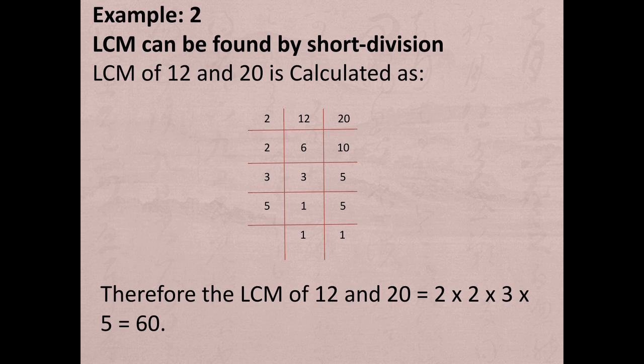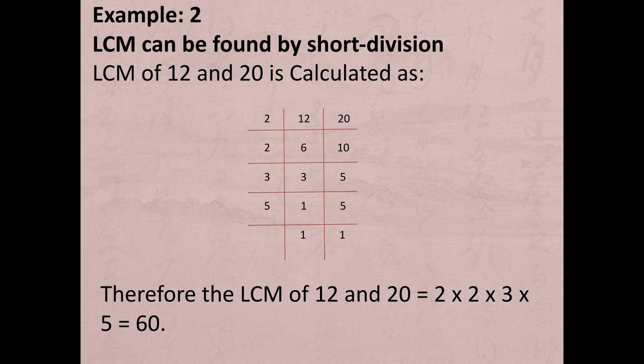Here you will write down both numbers together and divide them together. As you can see, 12 and 20 are written together and divided by 2. 2 6s are 12 and 2 10s are 20. Now we got 6 and 10. We will divide both by 2. 2 3s are 6 and 2 5s are 10. Now we have 3 and 5.